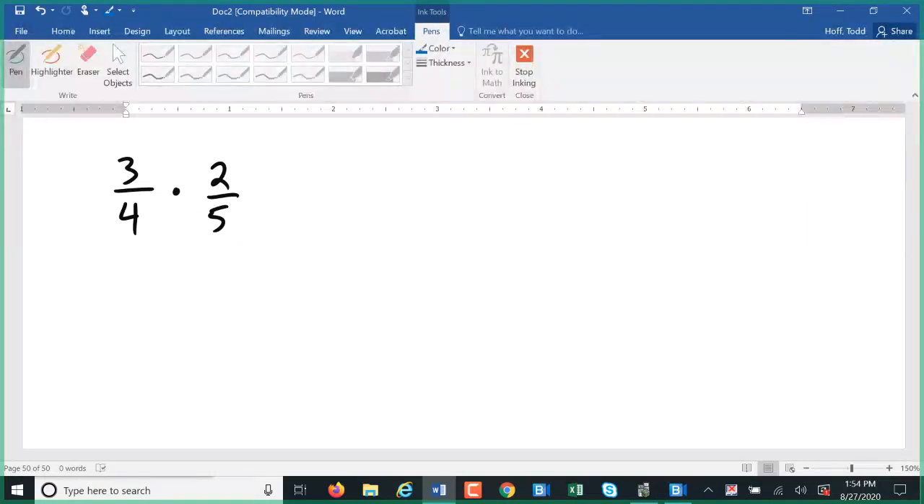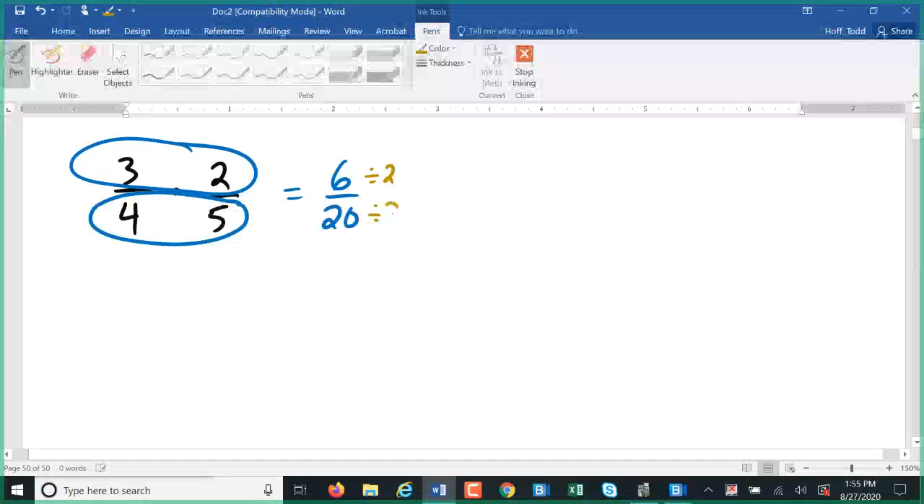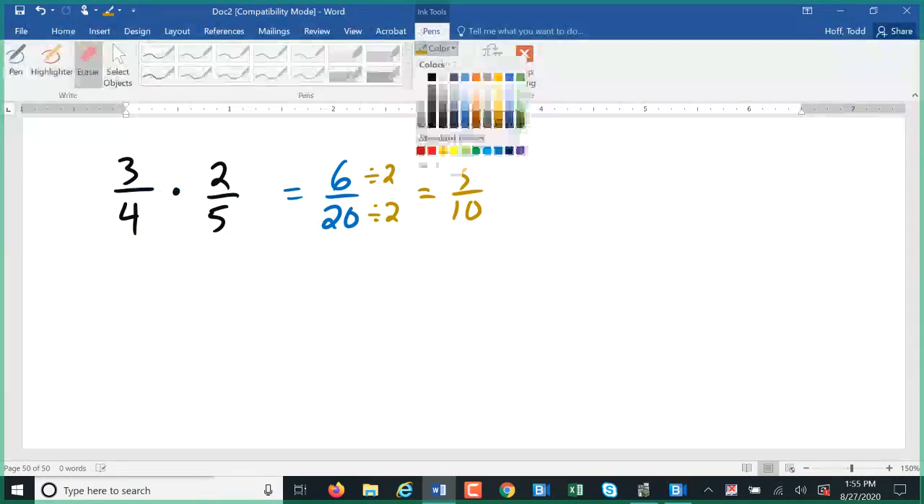We are going to combine the counts, and that means multiplying the numerators. 3 times 2 is 6. And then also combine the names, which is just multiplying the denominators. 4 times 5 is 20. Now you might have noticed those can both divide by 2, so we'll reduce that. 6 divided by 2 is 3, and 20 divided by 2 is 10. 3/10 is our answer.